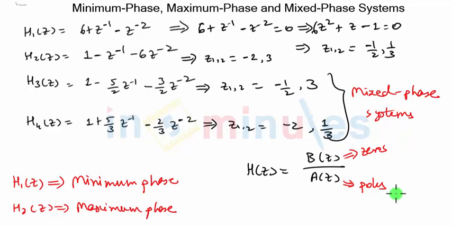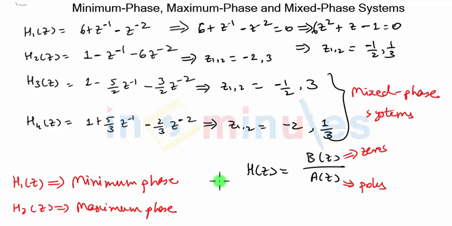For a system to be maximum phase, all the zeros will be outside the unit circle. Poles should again be inside the unit circle. So the definition of minimum and maximum phase is the same. For a mixed phase IIR filter, some zeros will be inside the unit circle and some zeros will be outside the unit circle. So the categorization for IIR systems is exactly the same.